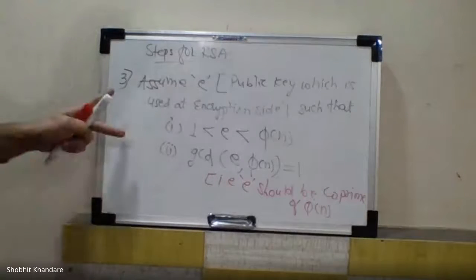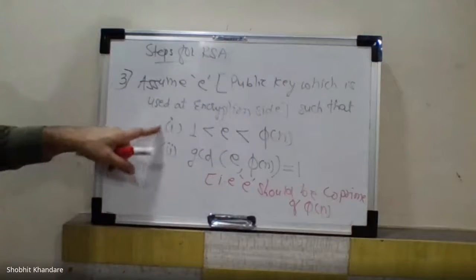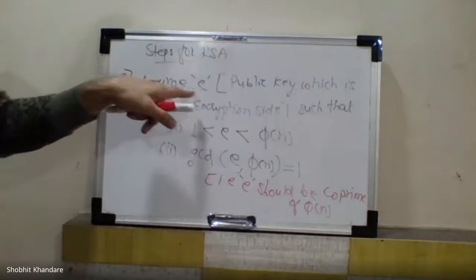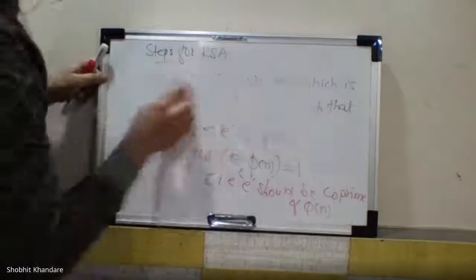Okay, so this is your point number 3. These are the two important parameters, and the condition is that while considering the value of e, while assuming the value of e. Okay, so this is the third step.